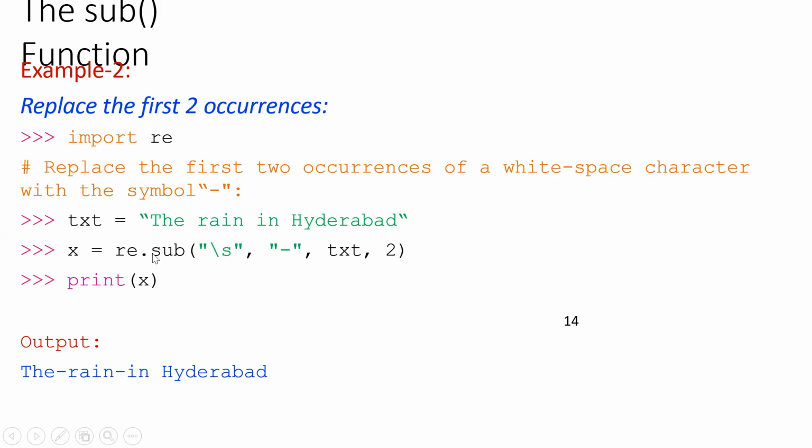And even in this substitute, you can give a value for how many substitutions you want. So you are giving the \s pattern, and this pattern should be replaced with this hyphen, and only at 2 places. You don't want it in all the places. If you mention a number, it limits the places where it has to replace. So it will go and replace the first 2 white spaces. Where there is white space in the 2 places, it will substitute. So this is also how you can use the substitute function.